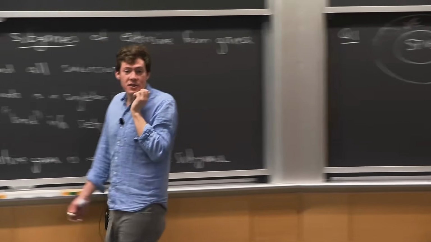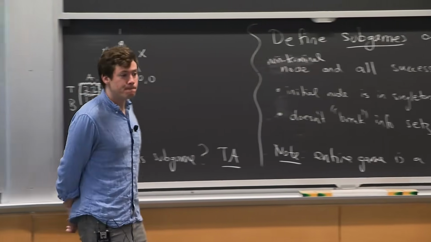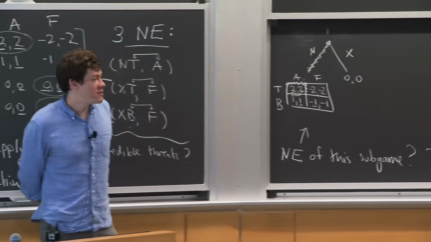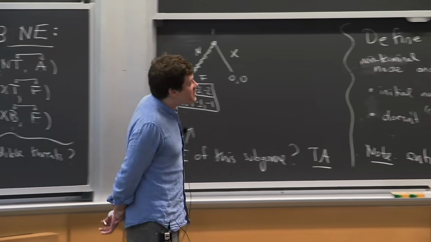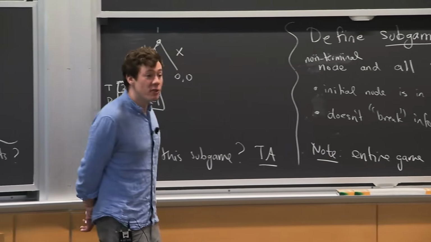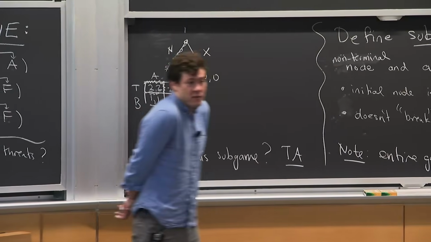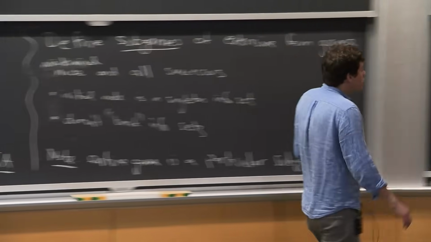How can we see that this is a Nash equilibrium from the definition? This doesn't require a long argument. It's pretty simple. Yeah? G is a subgame of G. Right. So why is this true?